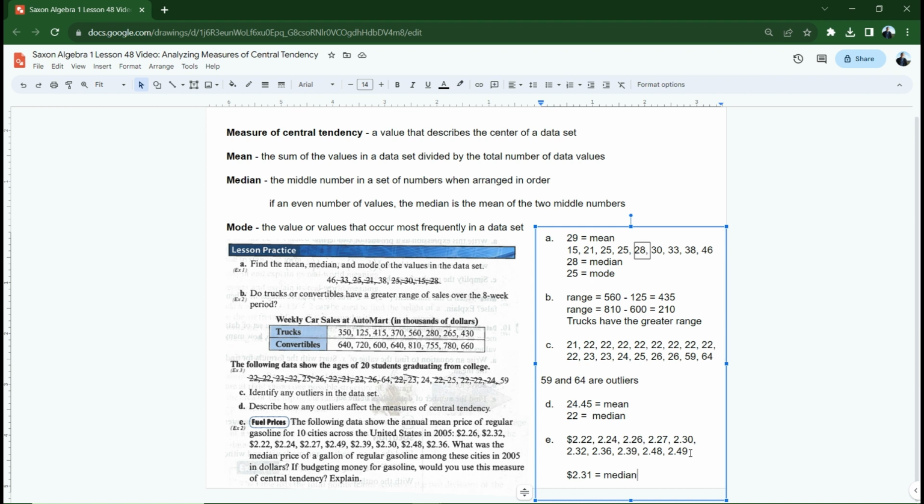All right, and that is how you work these problems. You are ready to do numbers 1 through 30 for next time.